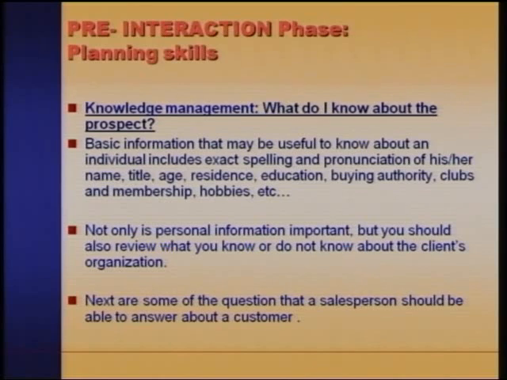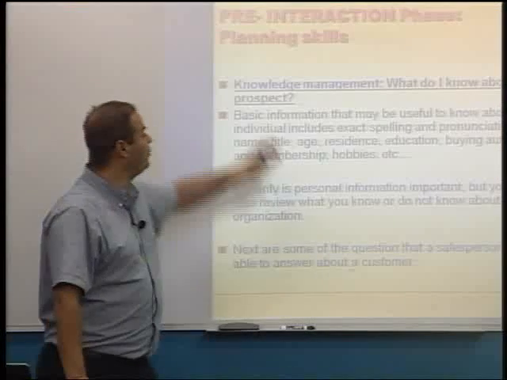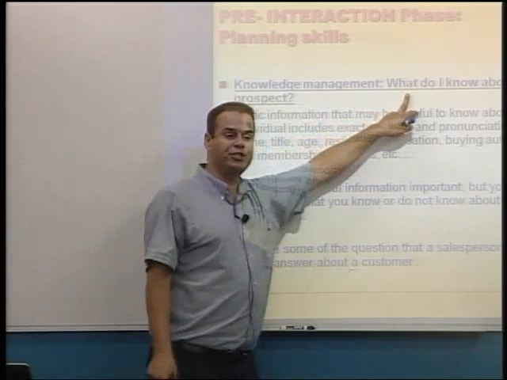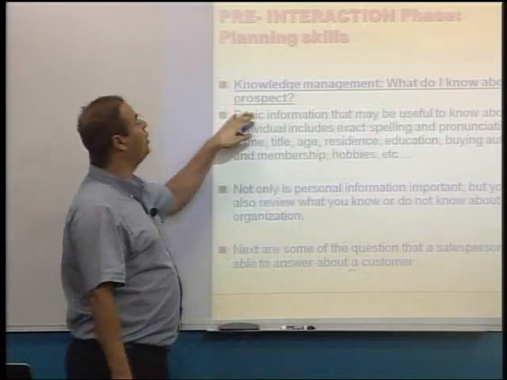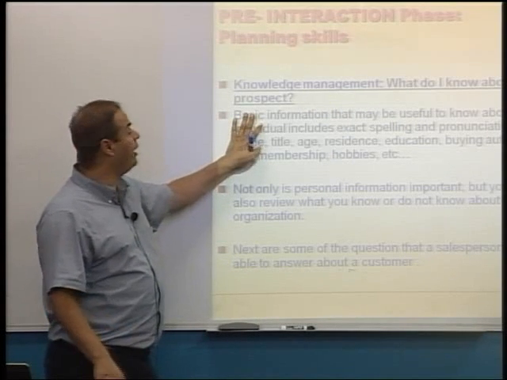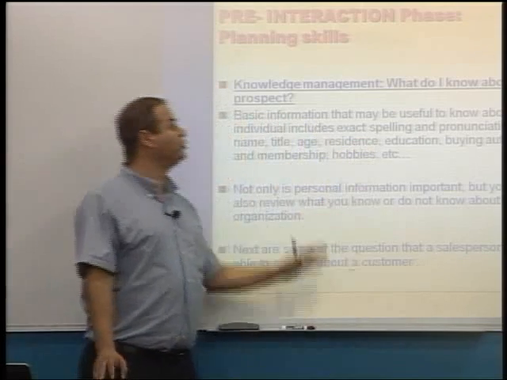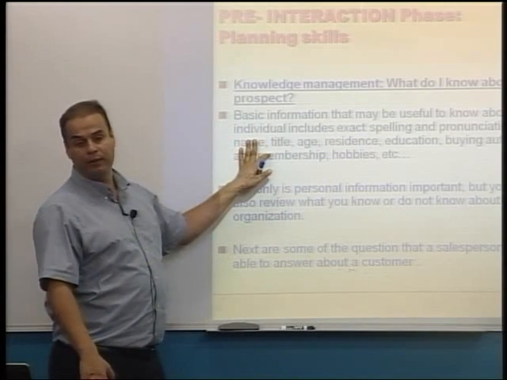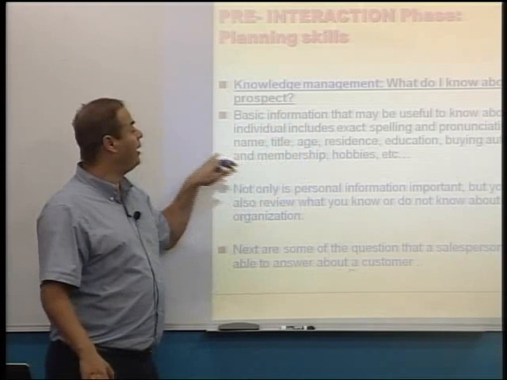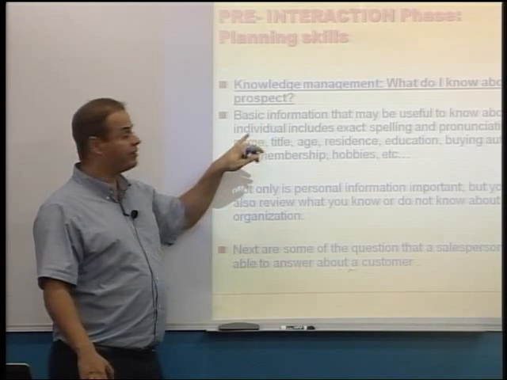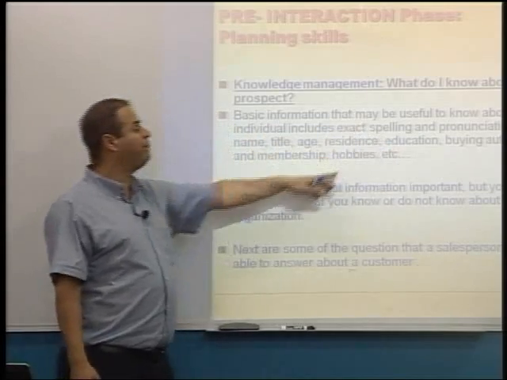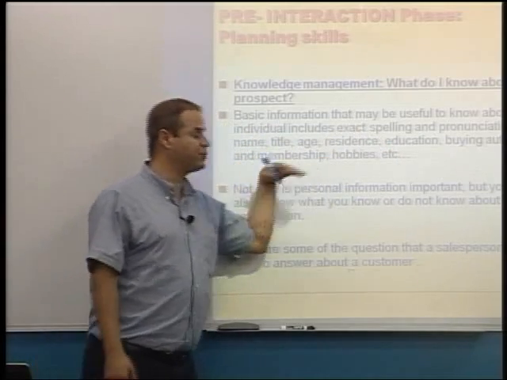So now we are going to go to the second skill, which is knowledge management. We finished the first skill, which is setting objectives. Now we are talking about knowledge management, which can be rewritten as this question: what do I know about the prospect or the potential customer? Basic information that may be useful to know about the individual includes exact spelling and pronunciation of the name of the customer, the title, age, residence, education, buying authority, clubs, memberships, hobbies, etc.